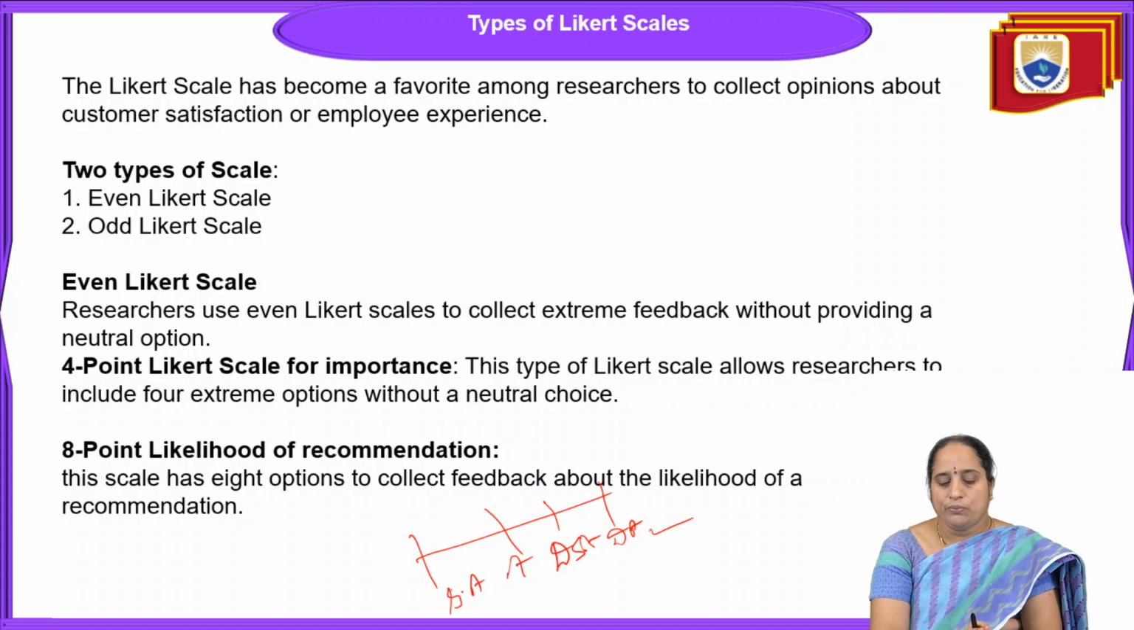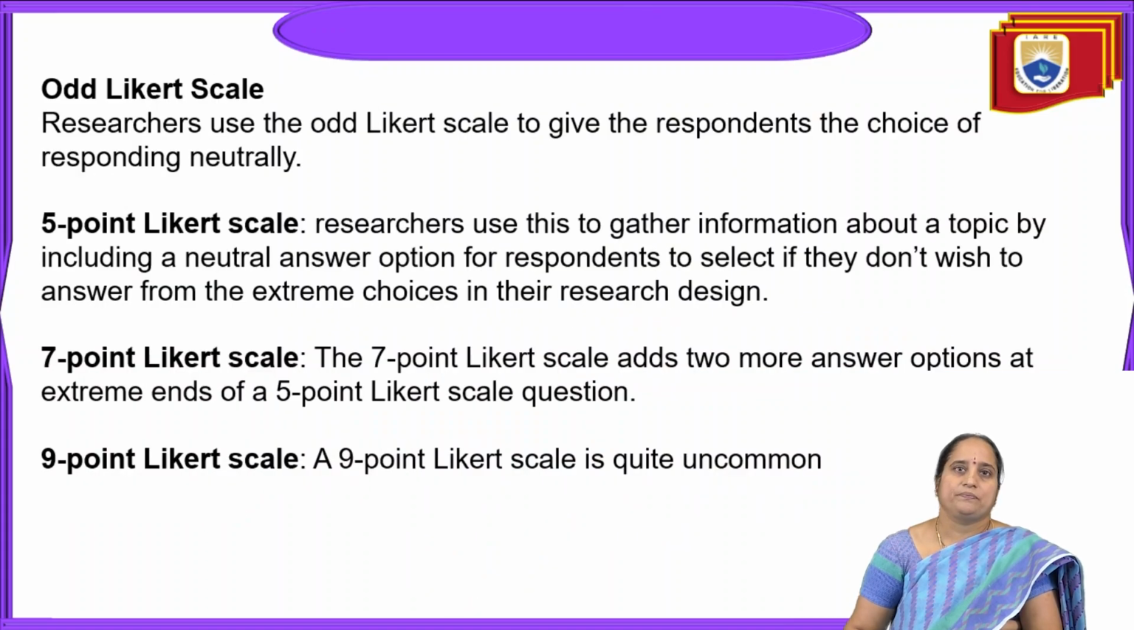Then coming to the 8-point likelihood of recommendation scale, 8 options will be given to the respondent to collect feedback about the likelihood of recommendation, that is, how strongly you recommend a particular aspect. On an 8-point scale, we assign some numbers, and each and every number on the scale will have some importance.